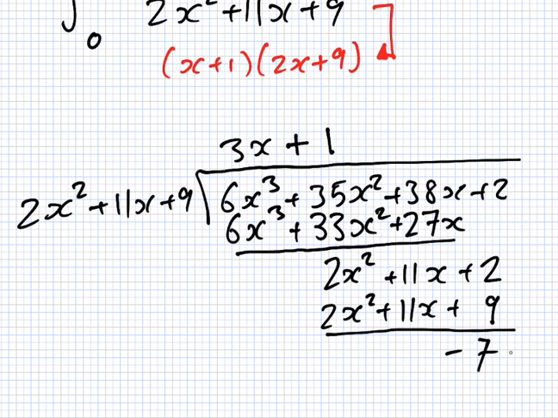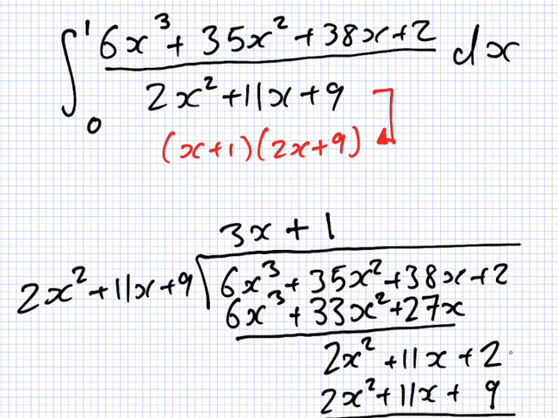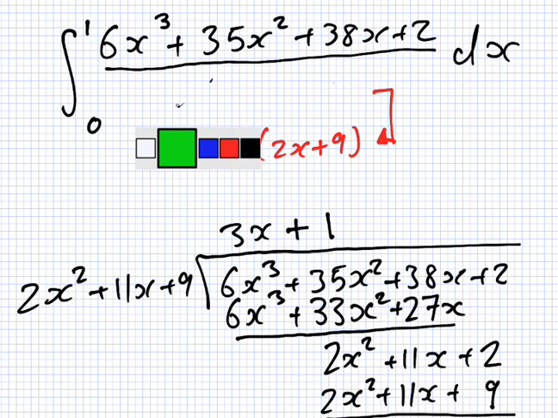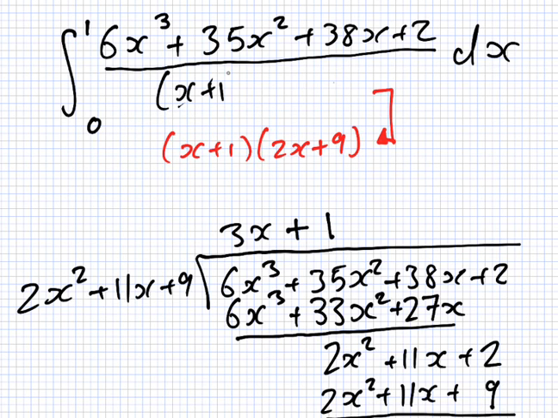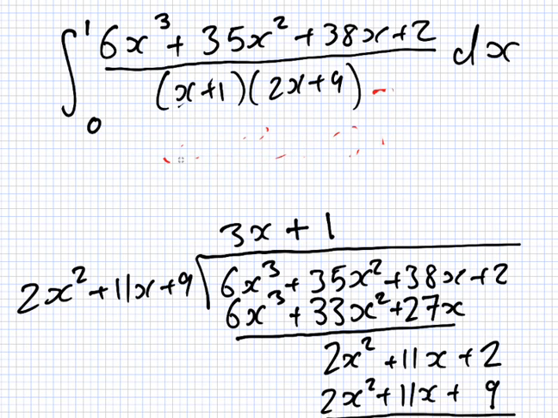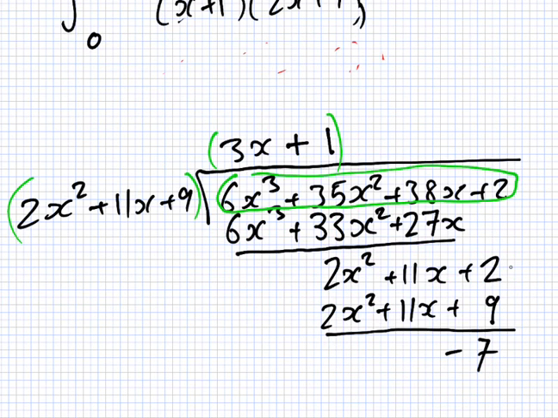Okay, so what I'll do, here I'm just going to erase this piece and put in the 2 factors. So that is x plus 1 and 2x plus 9. And then on the top, now that we have the long division done, we can say that this piece here is equal to this multiplied by this plus the remainder of minus 7.